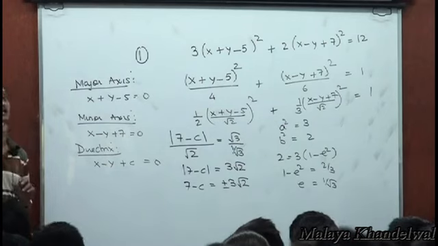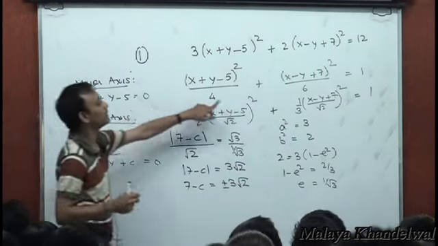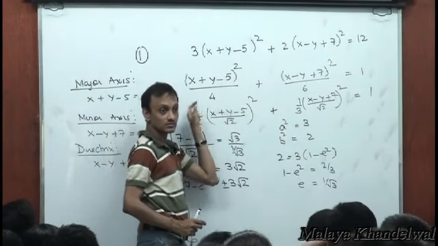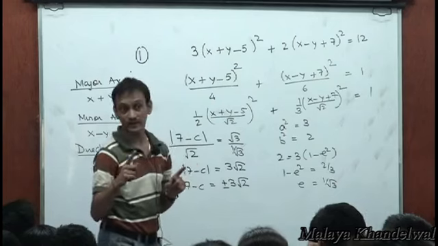I have a feeling the mistake that you would have made is, you would have said a squared is 6 and b squared is 4. Some of you may have done this, right? And you realize why that's not the case?